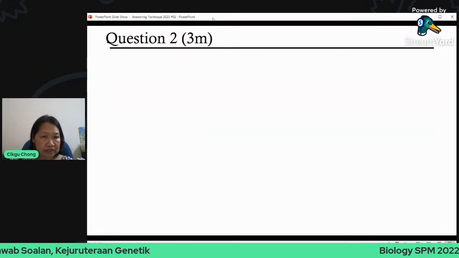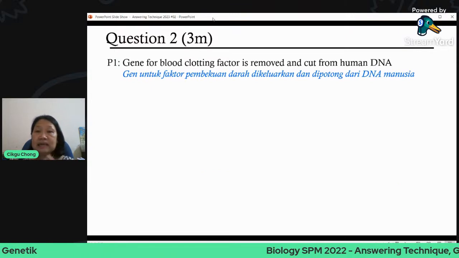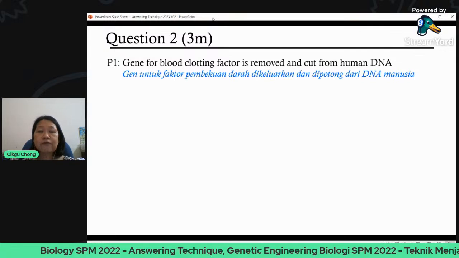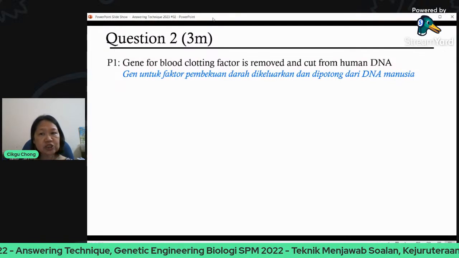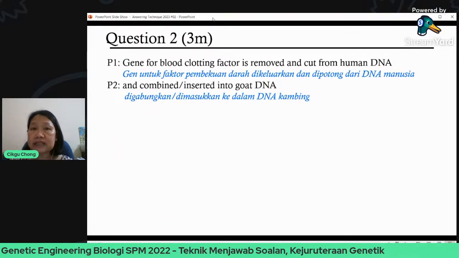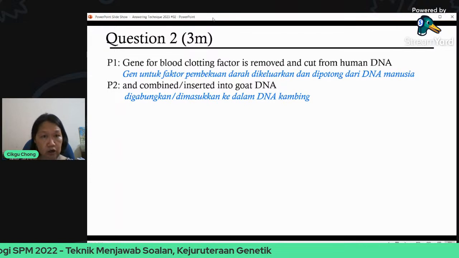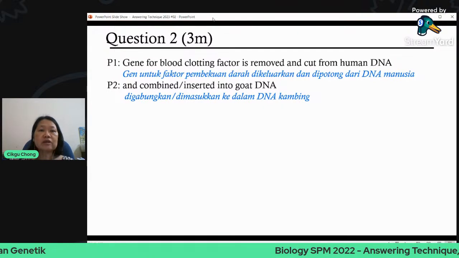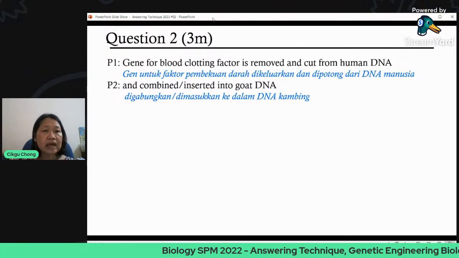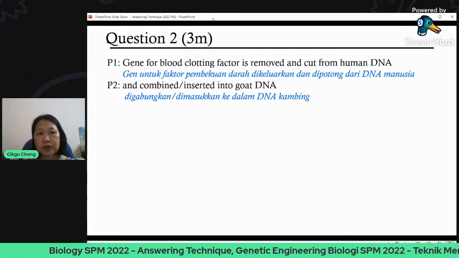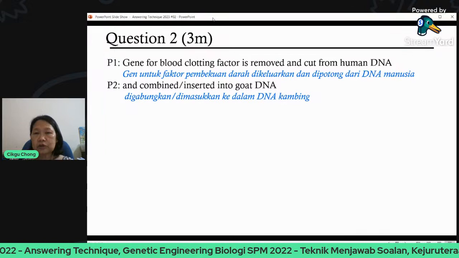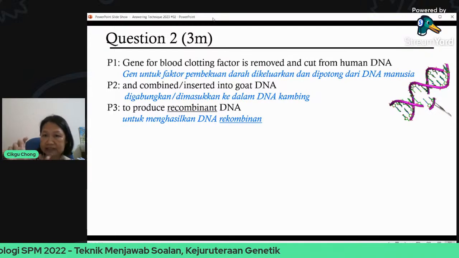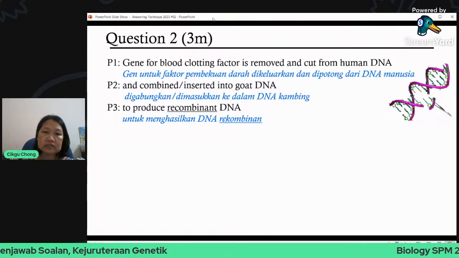Okay, now, where is your answer? So first of all, again, same concept, same concept with the insulin and all that. You have to take out the gene from the human DNA because this is the gene that has the ability to clot blood. So you got to take out the gene, right? This is your source. You want to put this into the DNA of the goat, because you want the goat to become able to produce your blood clotting factor. So you masukkan, digabungkan ke dalam DNA kambing. Using your restriction enzyme, you cut away that segment. After that, you add in using your DNA ligase.